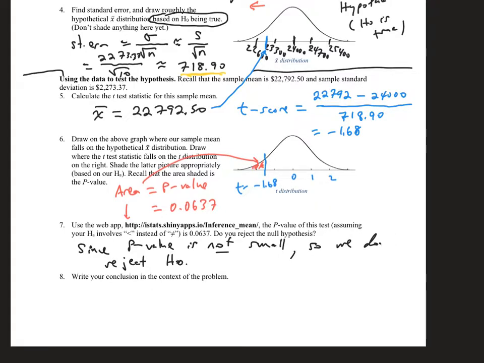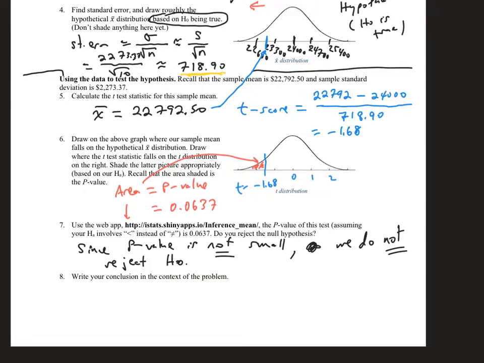And in fact, let me write that, so we can emphasize: since the p-value is not small, we do not reject H0. The other possible statement we could have made would just be, since the p-value is small, we do reject H0. Those are the only two conclusions that we'll make.